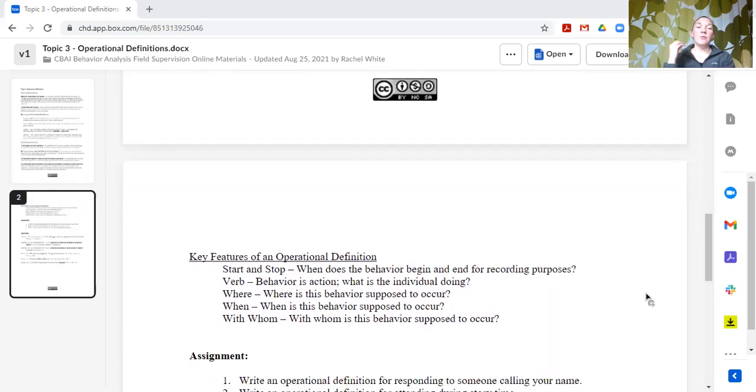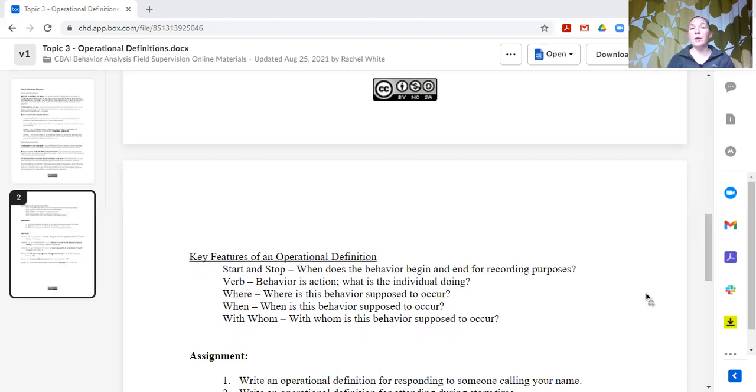So the verb is that the individual, for this response, we're going to go with the individual waves. They move their hand in a left to right fashion at the wrist. The start and the stop begins when they get their hand above their shoulder and ends when their hand is no longer above their shoulder. So this would count as a wave, this would count as a wave, but something like way down here wouldn't count by this definition as a wave.